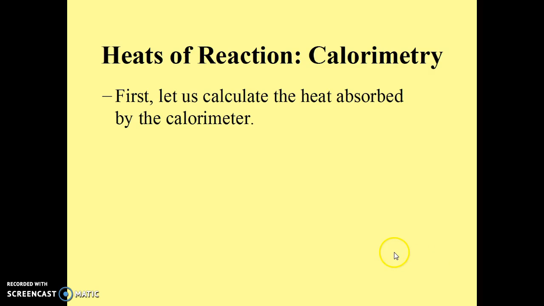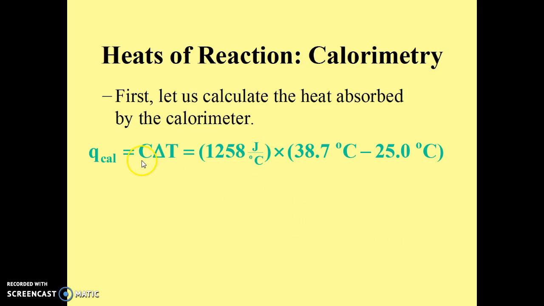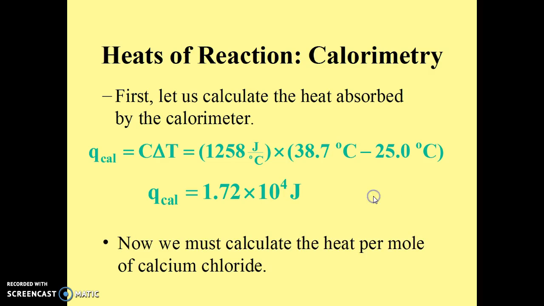So first we calculate the heat that's absorbed by the calorimeter. That's going to be equal to the heat capacity of the calorimeter, 1258 joules per degree, times the change in temperature, 38.7 minus 25. If we do that calculation, we find that the heat absorbed by the calorimeter is 1.72 times 10 to the fourth joules, or 17.2 kilojoules.